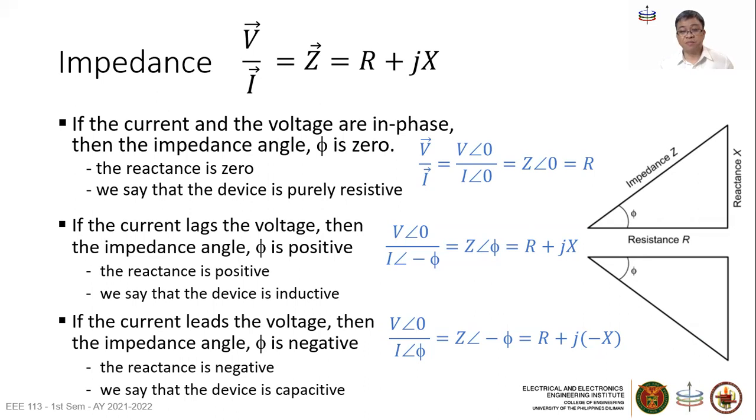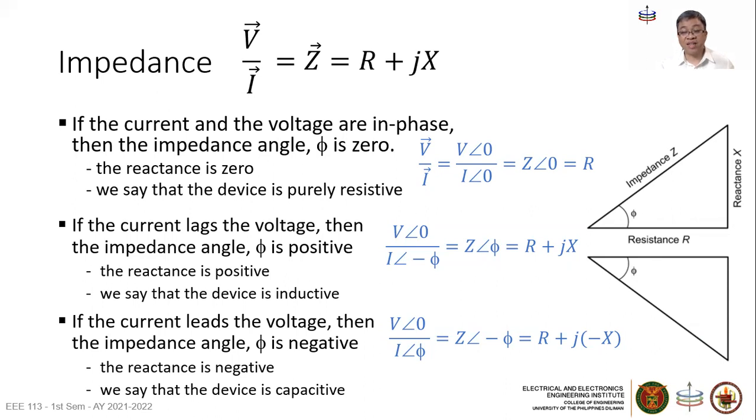Case 2 here. Suppose the current lags the voltage by an angle phi. So it's here, our reference here, current lags the voltage, so that's I, angle negative phi here. And then we get the ratio, V over I is Z, 0 minus negative phi is a positive phi. So in rectangular form, it's an R plus JX here. The real component, and then the reactance over here. We have a positive reactance.